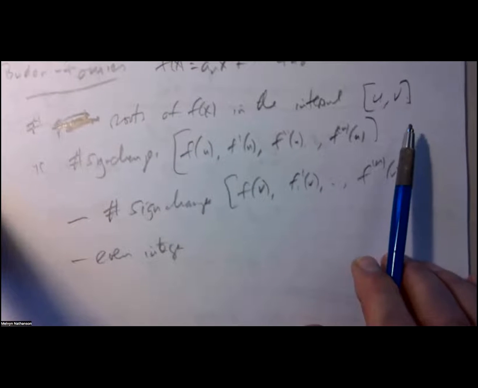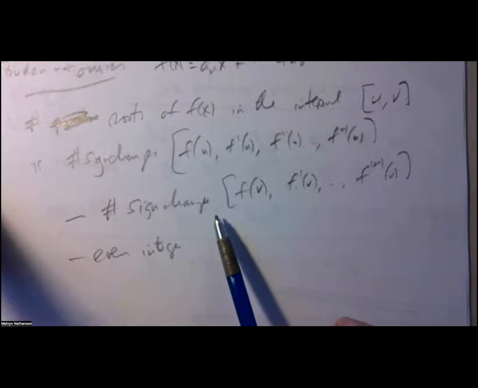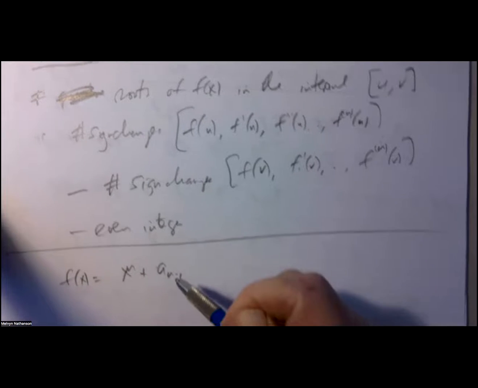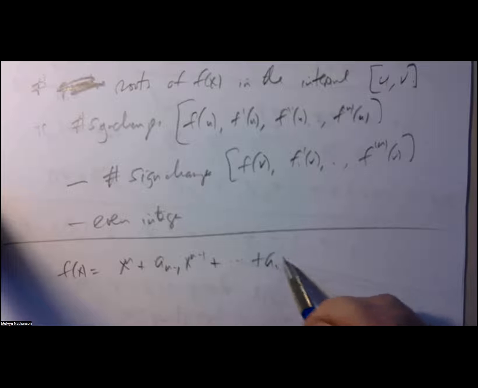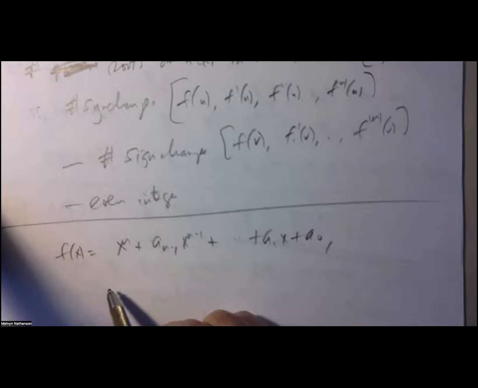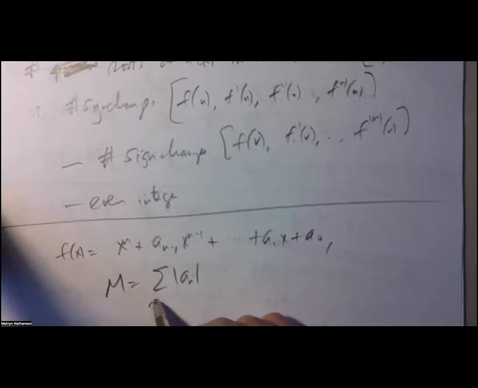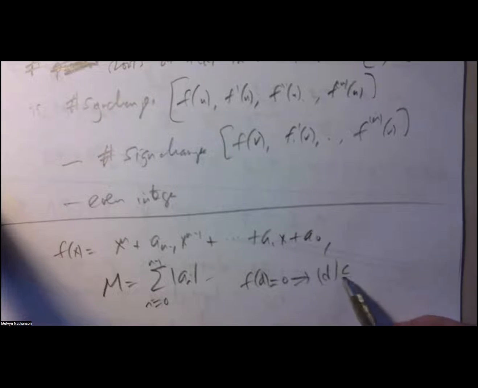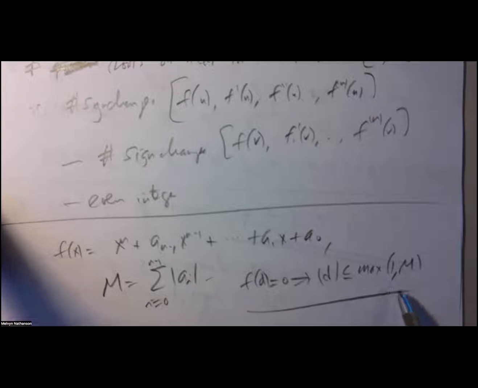And it's not hard to see that Descartes' theorem is an immediate corollary of this, because in general, if you have a polynomial f of x equals x to the n plus a_{n-1} x to the n minus 1 plus ... plus a1 x plus a0, and you let m be the sum of the absolute values of the coefficients, then it's sort of an exercise in pre-calculus that if f of d equals 0, then the absolute value of d is at most the maximum of 1 and this number. So there's a very simple upper bound and lower bound for where a 0 can occur.